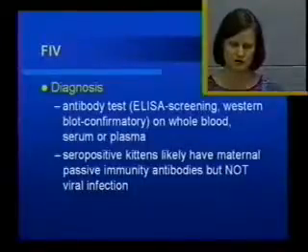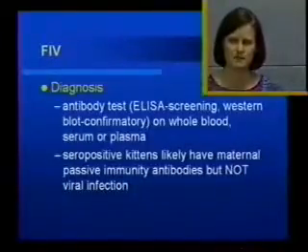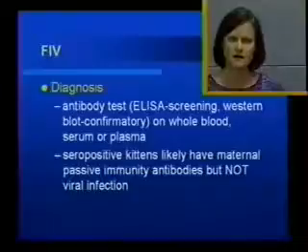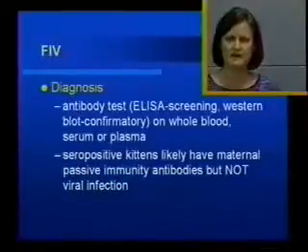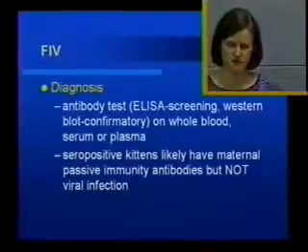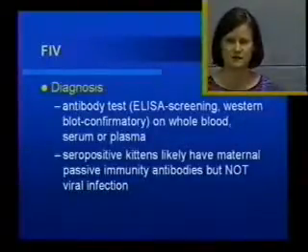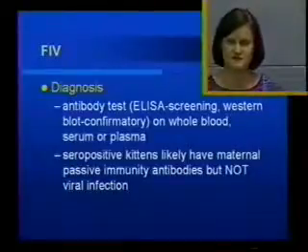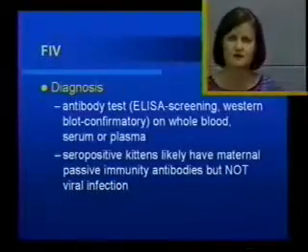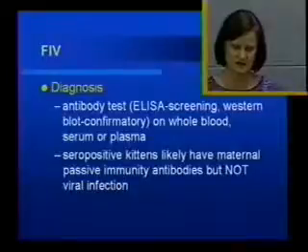It's very important to note that kittens are uncommonly infected. However, kittens can get antibodies from the mother when they nurse on the mother's colostrum. So kittens that are born to an FIV-infected queen are very unlikely to become infected themselves, but they will have false positive antibody test results because of the antibodies that they get from the mother.